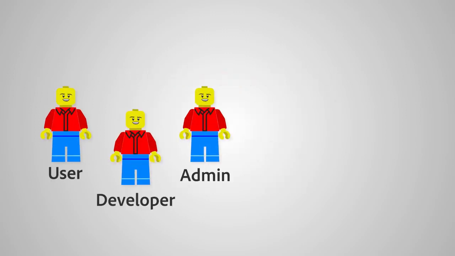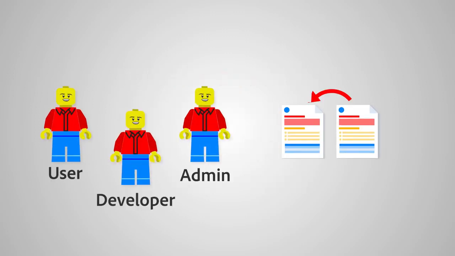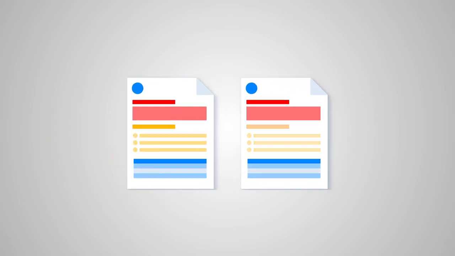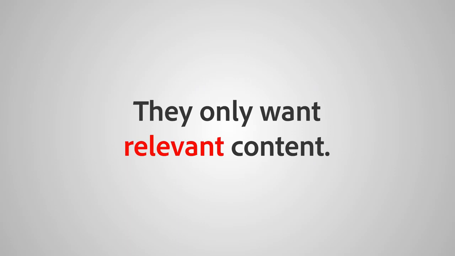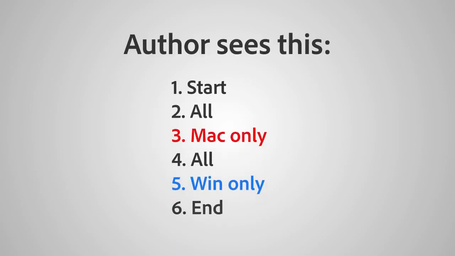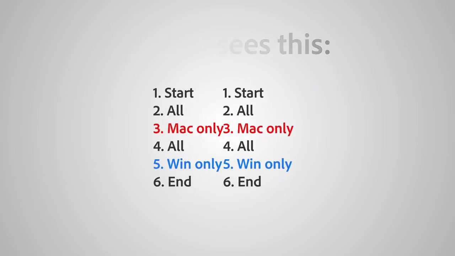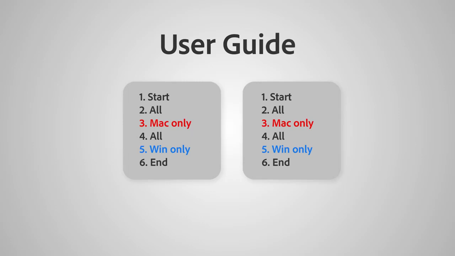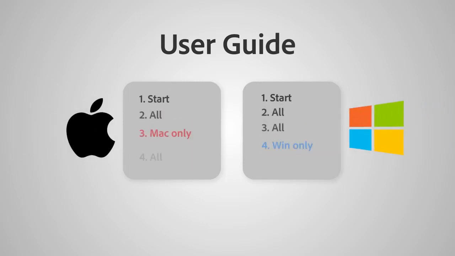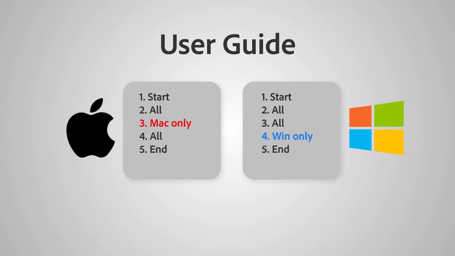You may want to single source and reuse content, but your readers don't want to see every word, bullet, or table you create. They only want relevant content. For example, you may have content specific to a Mac or Windows platform. Don't force people to read it all. Show and hide at publish time from a single source, and you can deliver platform-specific content.